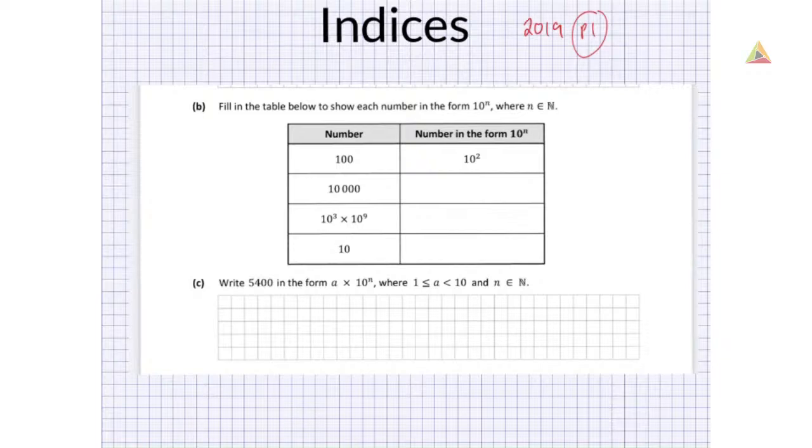So 100 is 10 to the power of 2. 10,000, you will get 10,000 if you multiply 10 by 10 by 10 by 10. So that's 10 to the power of 4.